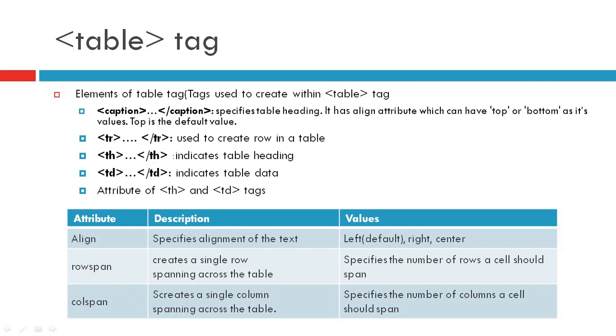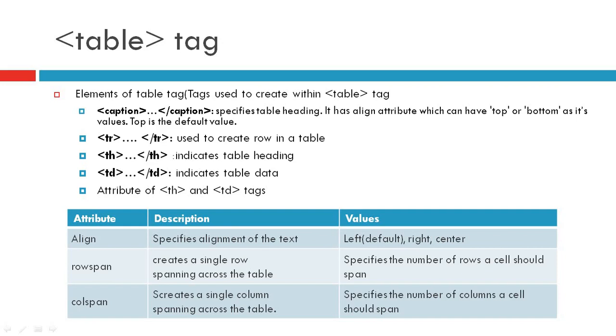Next attribute is rowspan. Rowspan attribute creates a single row spanning across the table. This means whenever we want to merge rows, we use Rowspan. The value for Rowspan is the number of cells that should be merged.